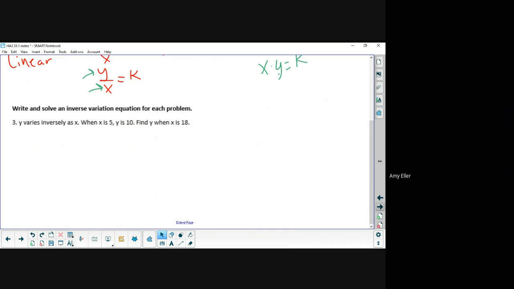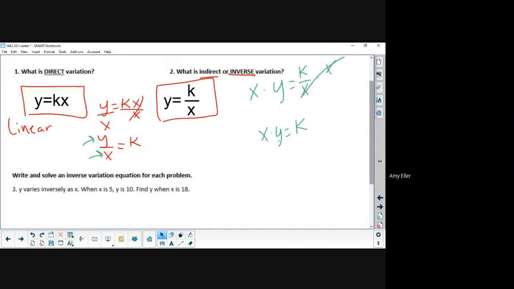All right, write and solve an inverse variation equation for each problem. Number 3, y varies inversely as x. When x is 5, y is 10. Find y when x is 8. Again, if you did this in science or something similar and you have a different way to do it, I'm okay with that. If it's less work, that's fine. I'm going to teach it the way that we normally teach it in math, which is one sentence at a time. As soon as it says y varies inversely as x, I write the inverse equation.